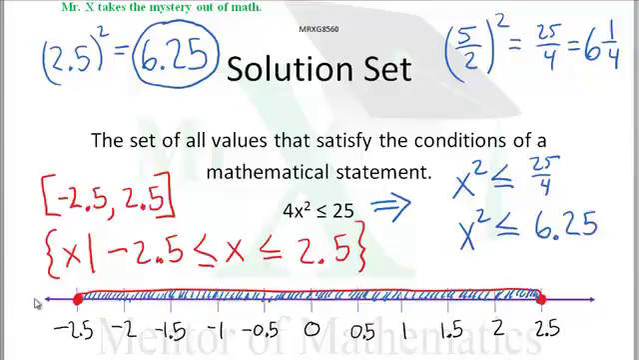Graphical solution set, set notation, interval notation, all convey the same information: the values that make up the solution set for our original statement.